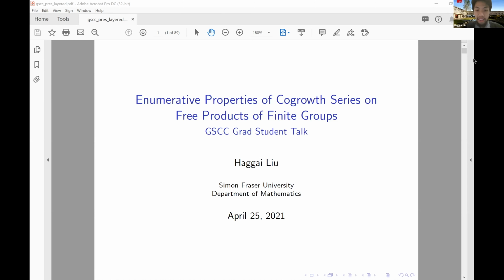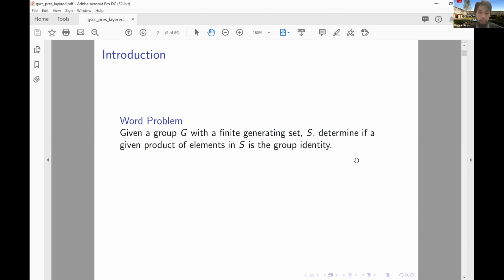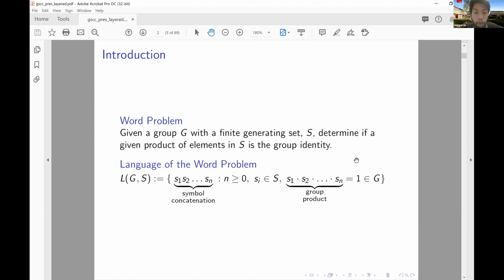So yeah, this talk is based on my thesis that I recently defended. It's a master's thesis. So the main problem we're talking about is the word problem. It's phrased as follows: we're given a finitely generated group and a generating set S. Determine if a given product of elements in S evaluates to the identity element. And to help us study this, we're going to introduce notation for the language of the word problem. Notice we're distinguishing between symbol concatenation and group multiplication.